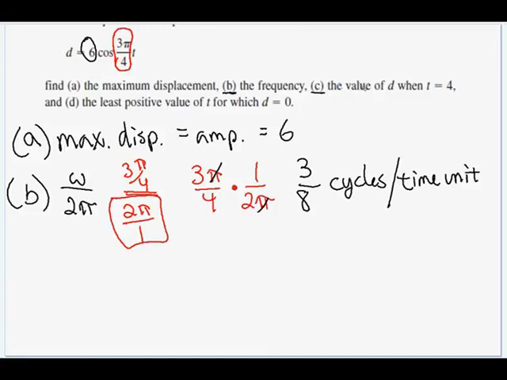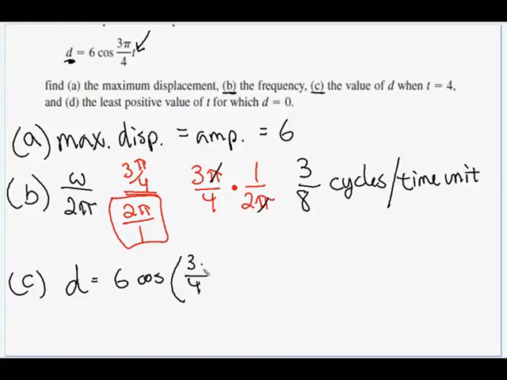Part C, find the value of D when t is equal to 4. So we want to solve for D when we plug in a 4 for that t. D equals 6 cos of 3/4 pi times t, with t equal to 4. So we're going to do 6 times the cosine of 3/4 pi times 4. Well, 3 times 4 is 12. 12 pi divided by 4. 12 divided by 4 is 3 pi.